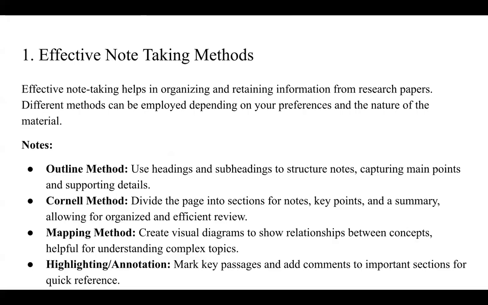Notes. Outline method: use headings and subheadings to structure notes, capturing main points and supporting details. Cornell method: divide the page into sections for notes, key points, and summary, allowing for an organized and efficient review. Mapping method: create visual diagrams to show relationships between concepts, helpful for understanding complex topics. Highlighting or annotation: mark key passages and add comments to important sections for quick reference.